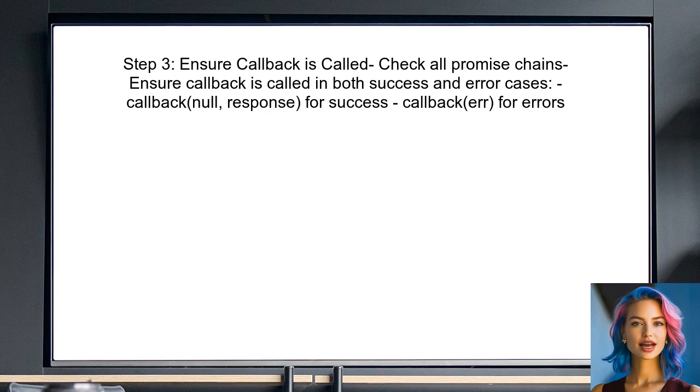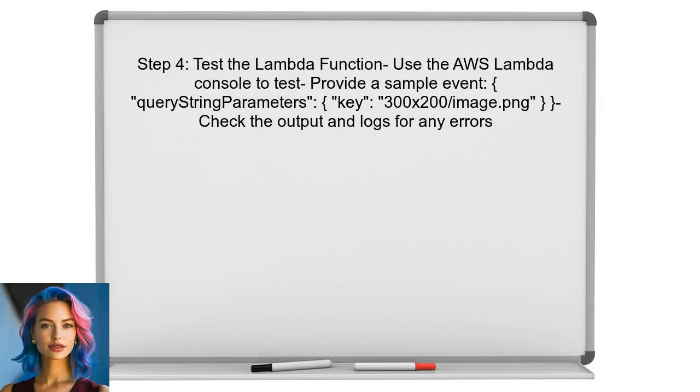Now, let's address the error message the user received. The message indicates that the Lambda function exited before completing the request. This often happens if the callback is not called correctly. The user should ensure that the callback is invoked in all code paths. Finally, the user should test the Lambda function with a sample event to ensure it processes correctly. This can be done using the AWS Lambda console or a testing tool.